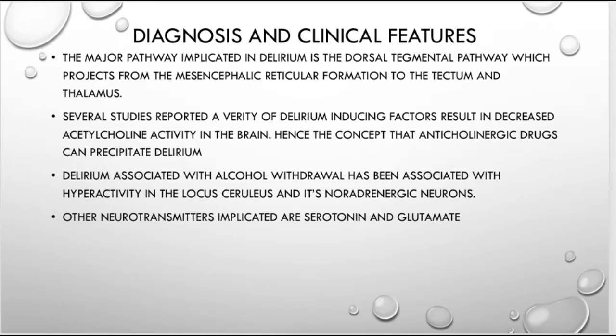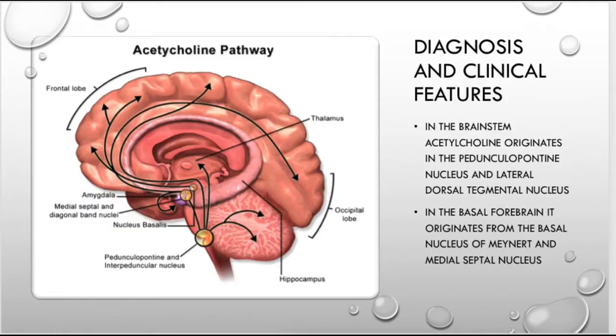Several studies reported a variety of delirium-inducing factors resulted in decreased acetylcholine, so that's kind of where we got this idea, and hence the concept that anticholinergic drugs can precipitate delirium. So that's where this idea comes into play, that delirium is precipitated by anticholinergic drugs or has something to do with the neurotransmitter acetylcholine. And delirium associated with alcohol withdrawal has been associated with hyperactivity in the locus coeruleus and its noradrenergic neurons. Other neurotransmitters implicated, of course, serotonin, glutamate, are also in there.